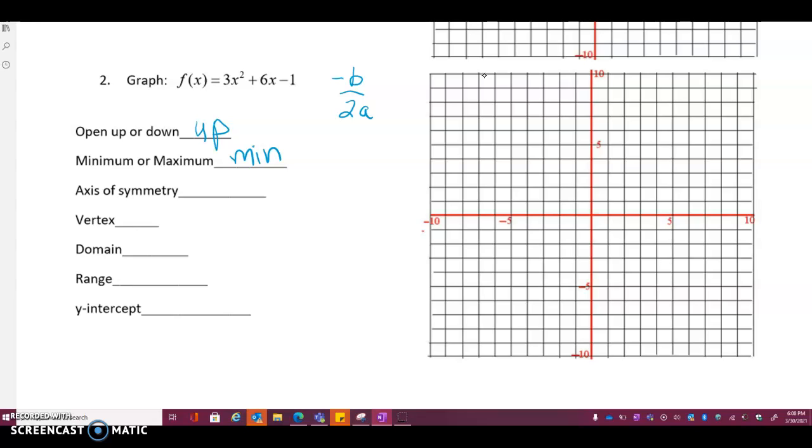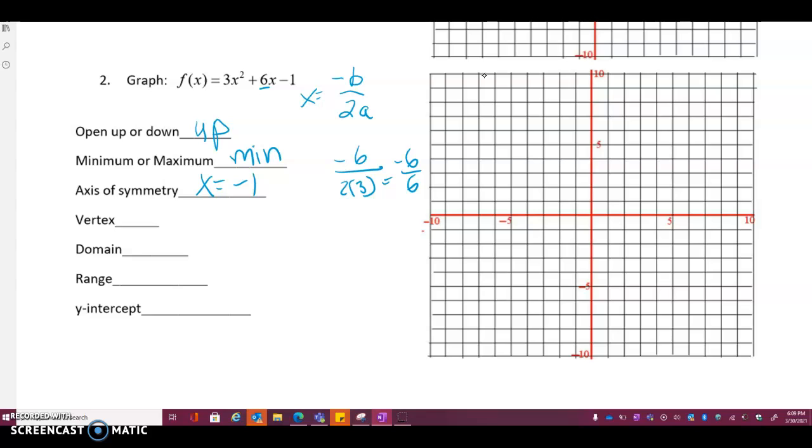My axis of symmetry I need to find next. To do that, I need to find my x value. X equals the opposite of b over 2a. My b value is 6, so negative 6 over 2a would be 2 times 3. When I simplify that, I get negative 6 over 6, which is negative 1.